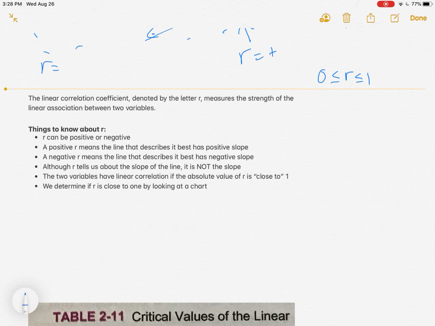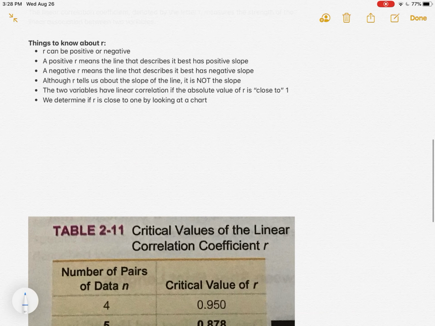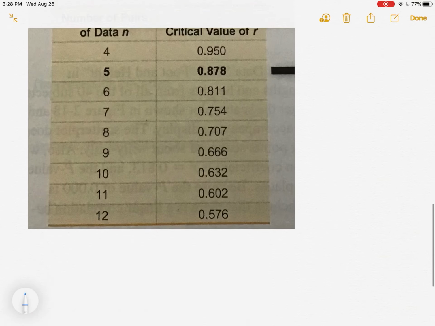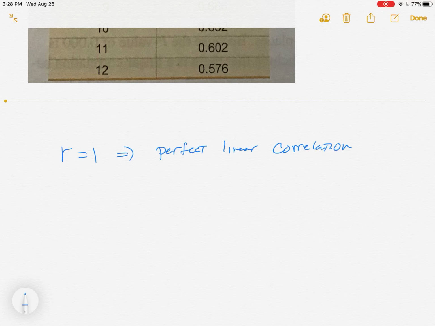So an R value of 1, I'll put that, I can't put it right here. Let me come down here. An R value flat out equal to 1 means perfect linear correlation. What would that look like? It would be a situation where you did your scatter plot and things lined up perfectly.